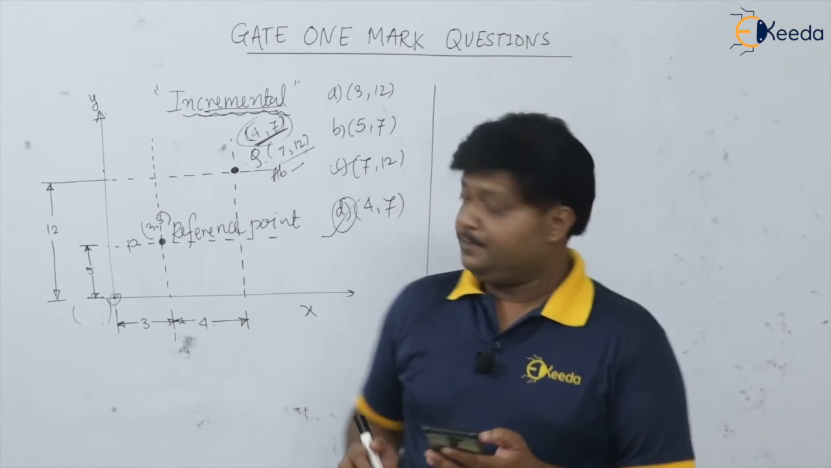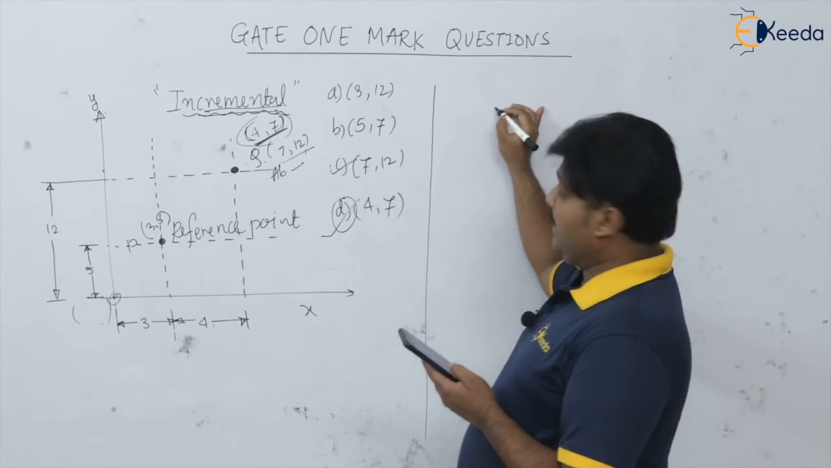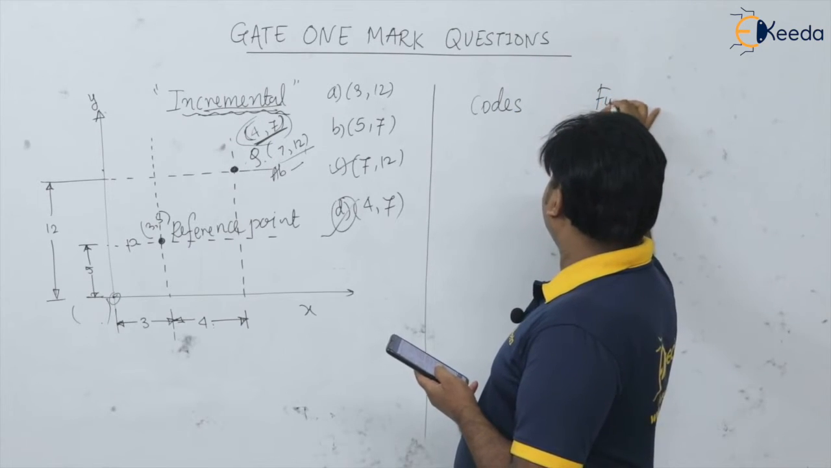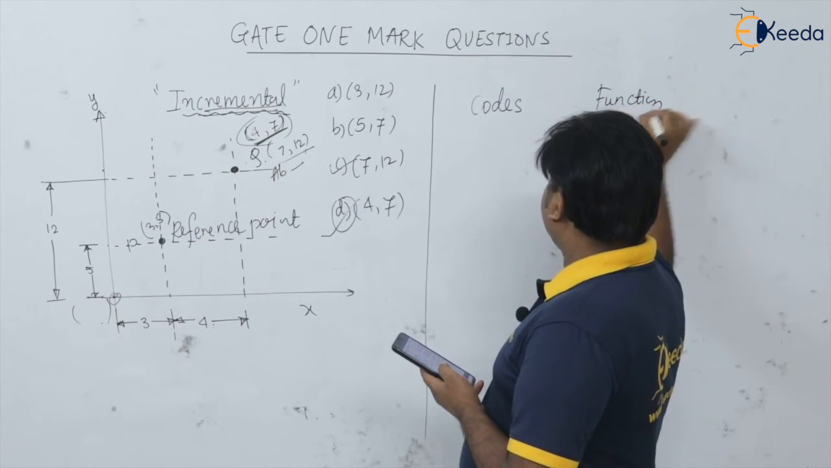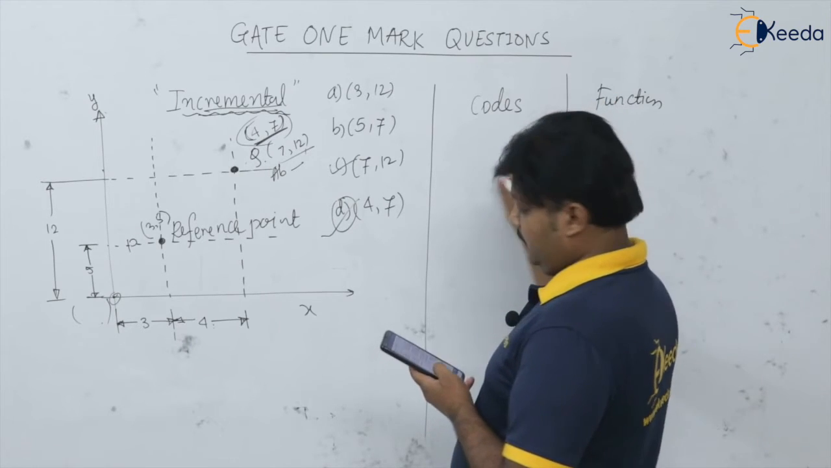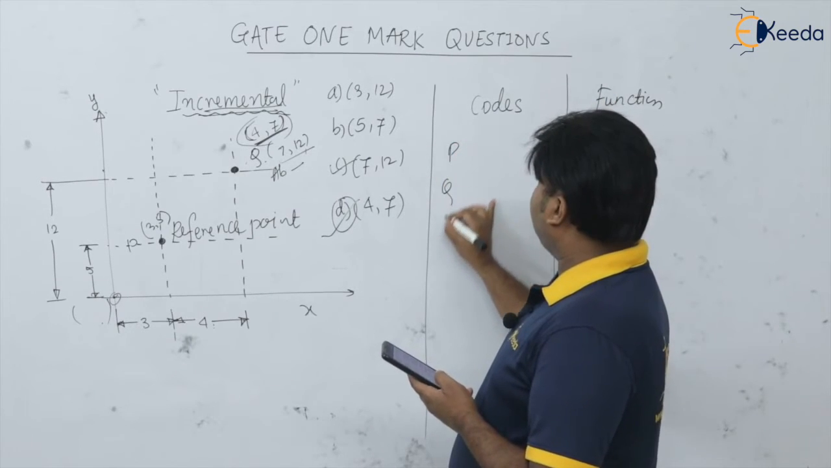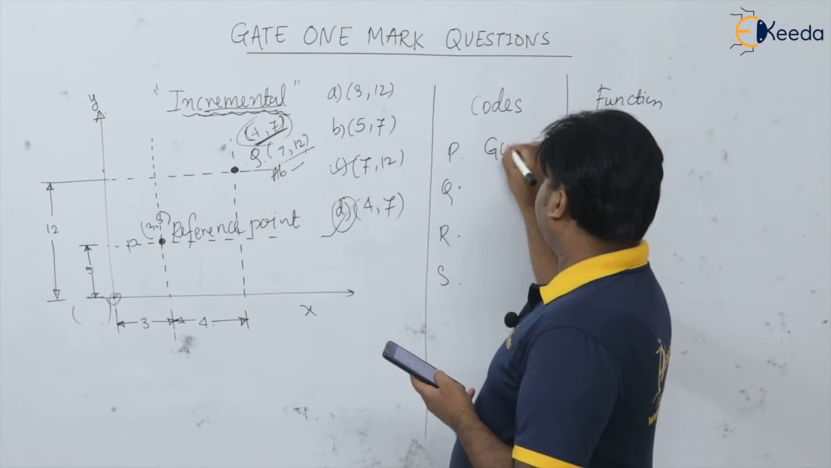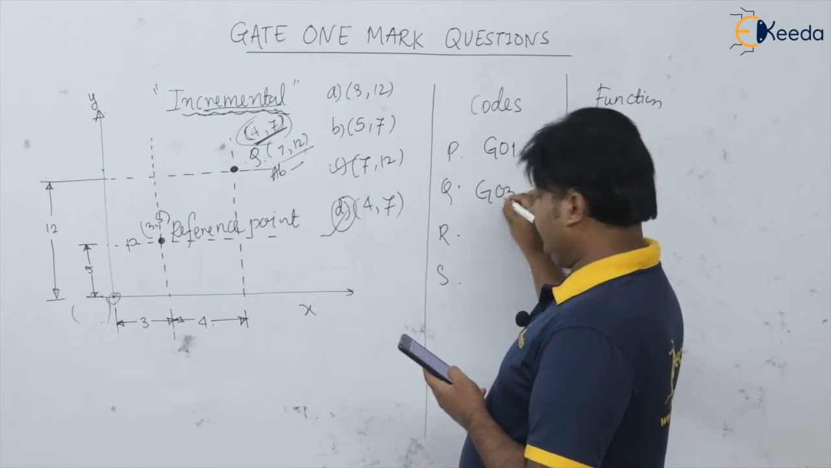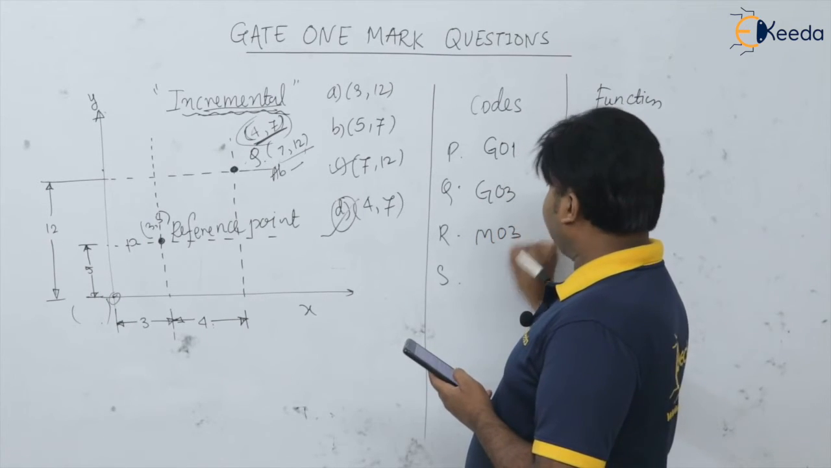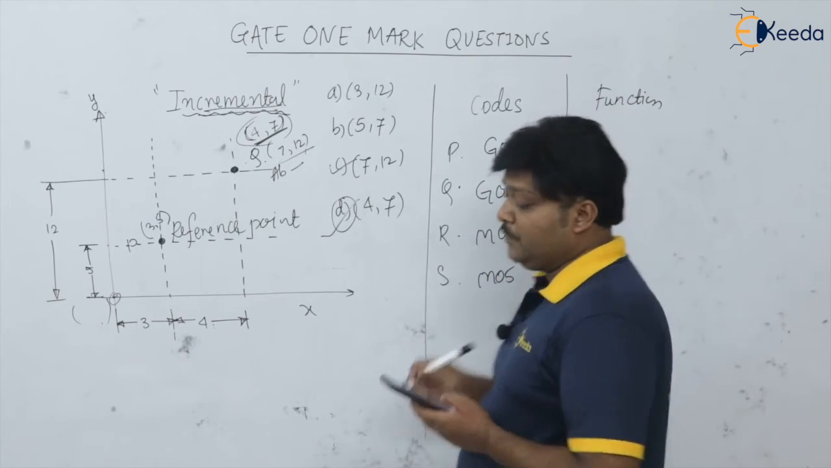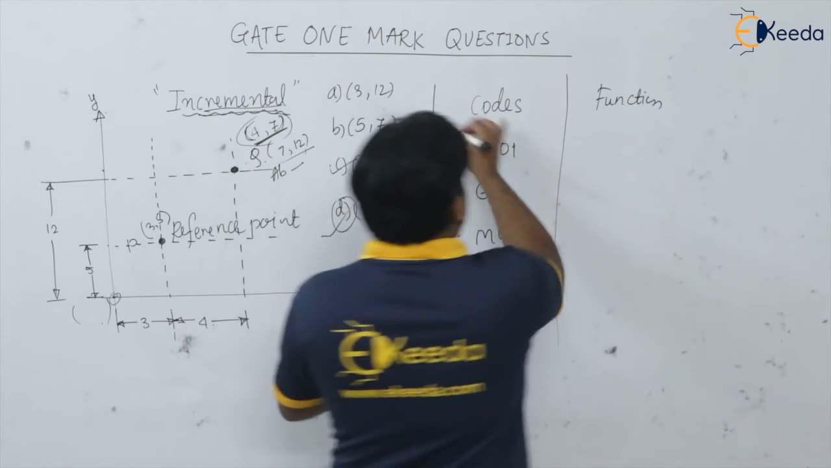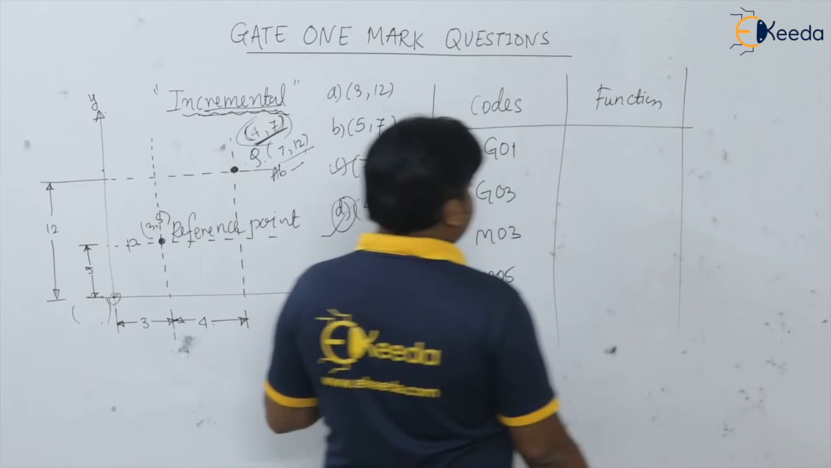Next question. So they have given with the part programming codes and the functions, of course. Just I am going to write only this. This is the match the pair question. So P Q R S: G01, G03, M03 and M05. So without writing on this right column, directly we can write the function.